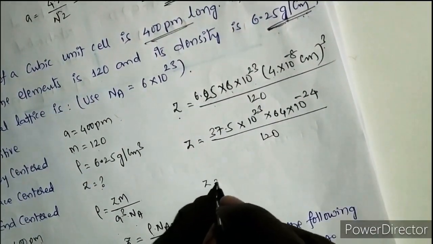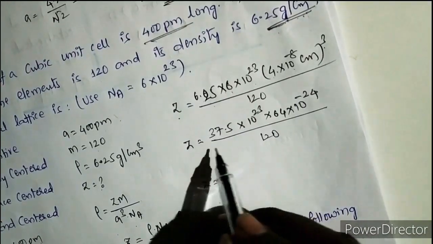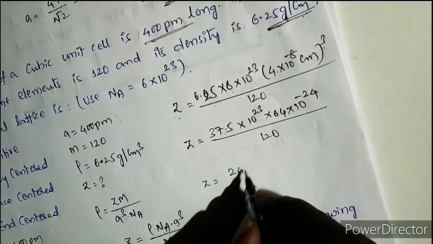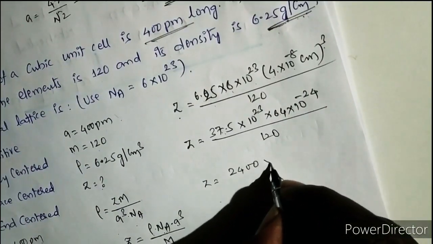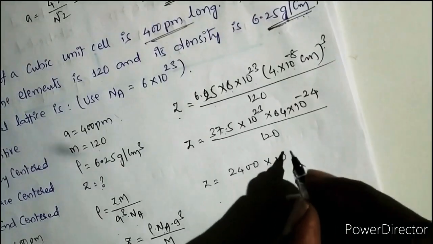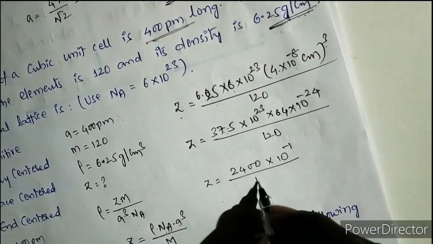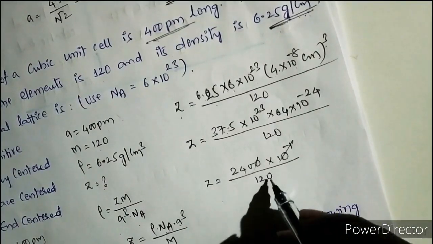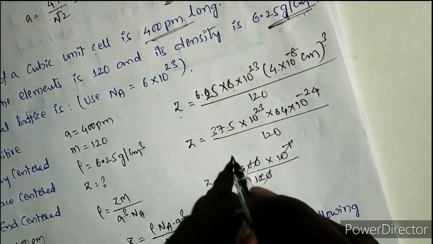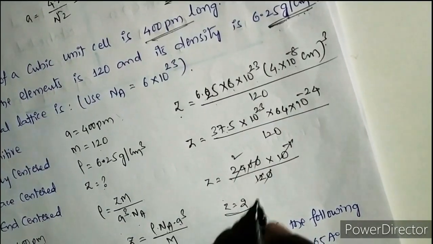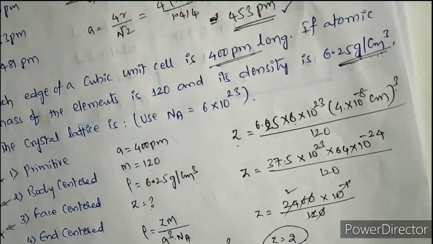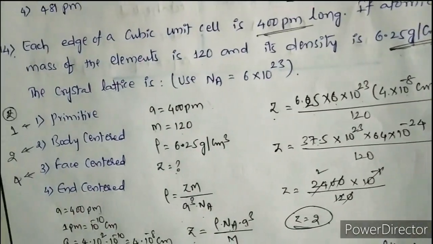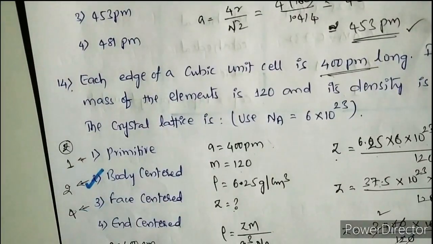Now this is an easy calculation. If you multiply these two, 37.5 into 64, it becomes 2400 into 10 power minus 1, by 120. Here 10 power minus 1, 0 cancels, 0 cancels, it is 2. So Z is equal to 2. Z is equal to 2 means it is a body centered cubic unit cell. So your answer is 2.